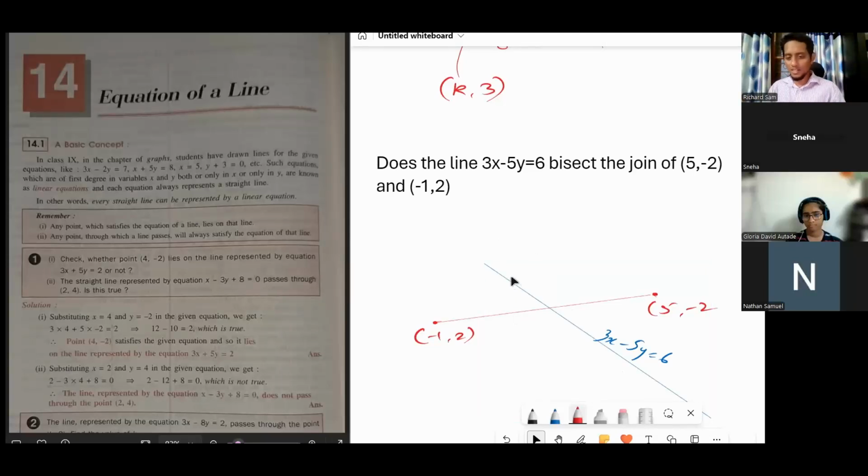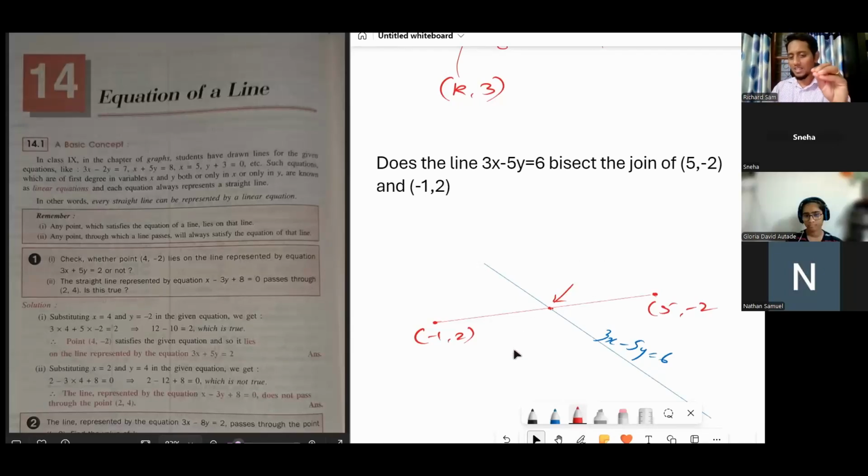Okay. So they're asking, does the blue line cut the red line into 2 equal halves? So first we need to find the midpoint of the red line. How will we find the midpoint of the red line? Section formula? Midpoint formula. Right. Use the midpoint formula. Find the midpoint of the red line. Then you need to check if that point lies on this line. How will we do that? Substitute those 2 values in this equation and see if LHS is equal to RHS. Do you understand? Yes. Yeah.